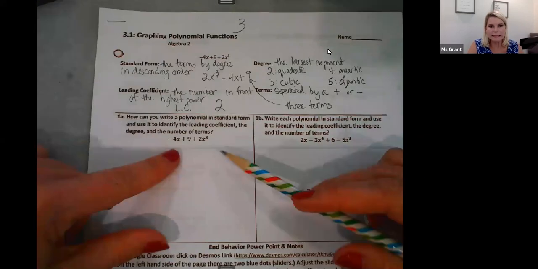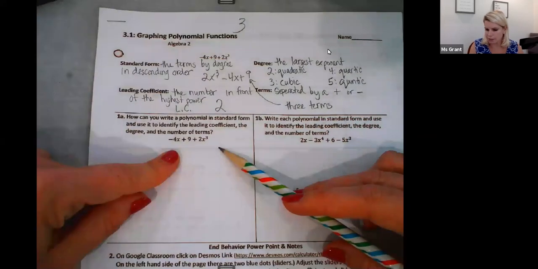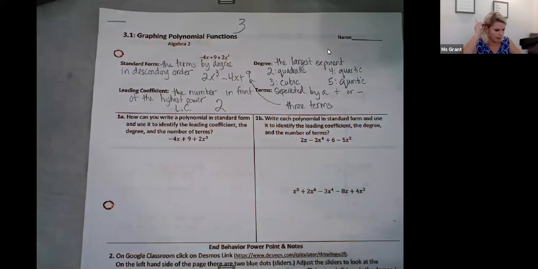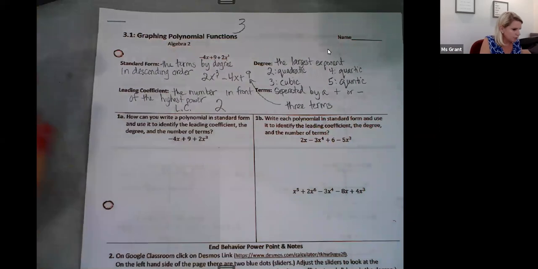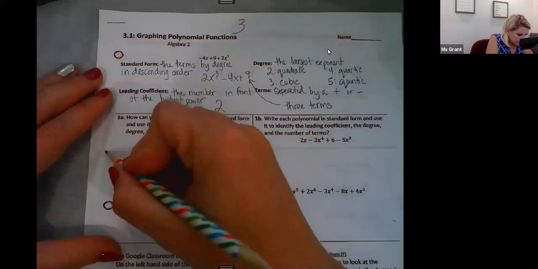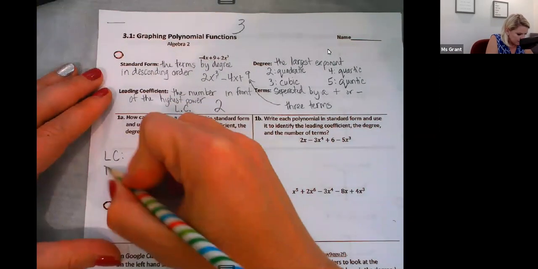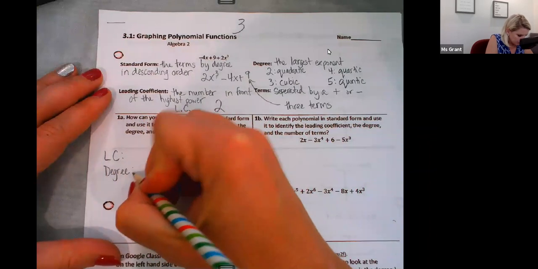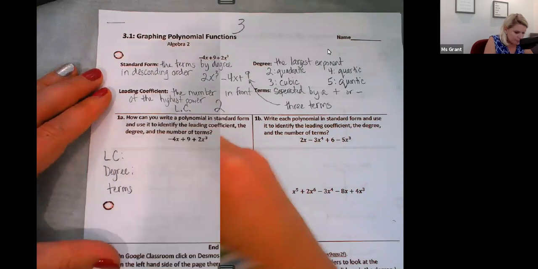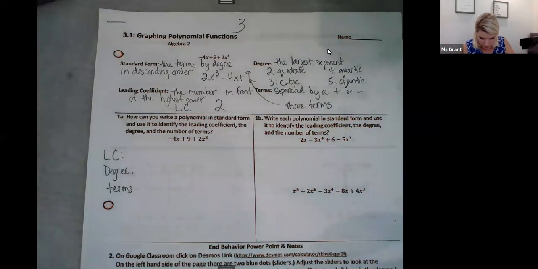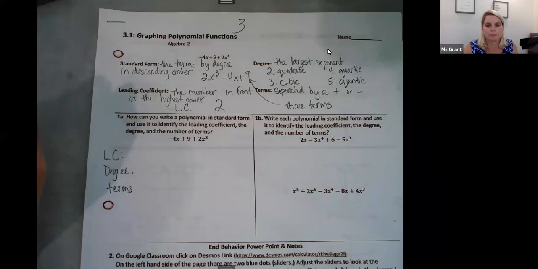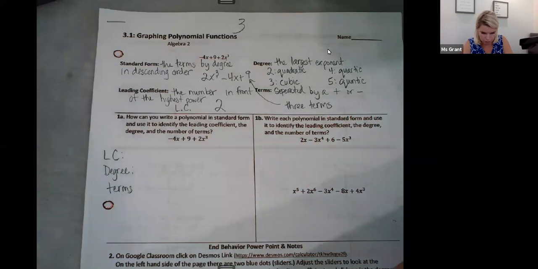Number 1A, we basically just did that problem. And so this is going to be super easy. We're going to identify the key features. Remember in graphing how I said, what are the key features of the graph? That's what this is right now. So I'm going to have you do the leading coefficient, the degree, the terms, and we have to actually change it to standard form as well. I would love a volunteer from you.